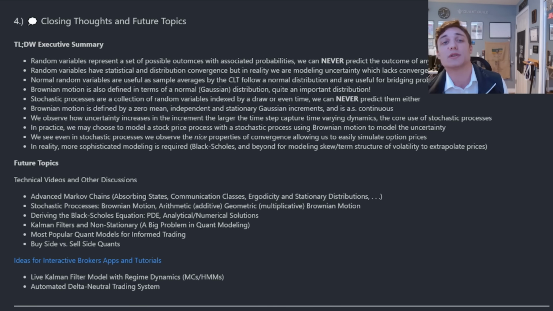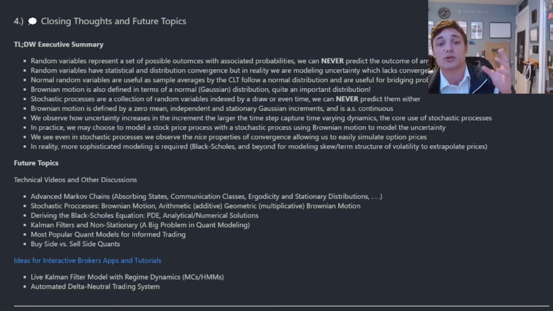Too long, didn't watch. Here's your executive summary. Random variables represent a set of possible outcomes with associated probabilities and likelihoods. We can never predict the outcome of any one event. That's not the purpose of random variables. Our purpose is to define the likelihood or probabilities of certain states of the world. Random variables have statistical and distribution convergence. In reality, we're using random variables to model uncertainty that lacks statistical and distribution convergence due to non-stationarity.